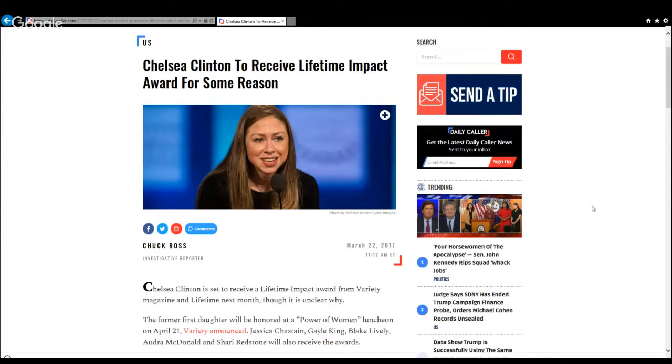Chelsea Clinton is set to receive a Lifetime Impact Award from Variety magazine and Lifetime next month, though it is unclear why. The former first daughter will be honored at a Power of Women luncheon on April 21st, Variety announced. Jessica Chastain, Gayle King, Blake Lively, Audra McDonald, and Sherry Redstone will also receive the awards. Okay, so it's pretty much the same information so far presented in the other article, although it's focusing on Chelsea Clinton as opposed to the women in general.